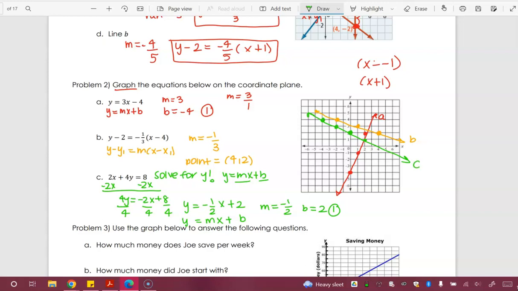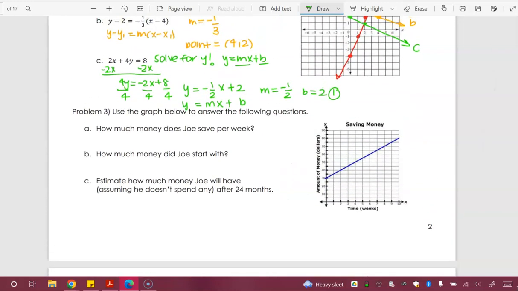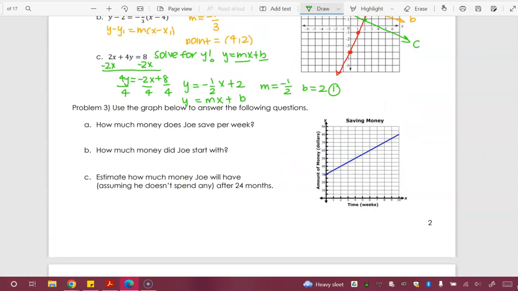The next problem that we are going to look at is problem 3 here. We're going to answer this word problem, so we're going to use the graph. It says, how much money does Joe save per week? So our rate of change is going to be how much he's saving. Notice this is the graph for how much he's saving as time goes on. Okay, the rate of change. We're going to use slope, it's hard to see the rise over run, so that's why we're going to use y2 minus y1 over x2 minus x1 for this one.